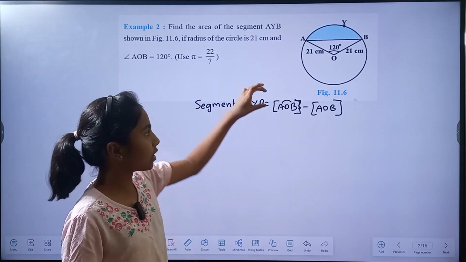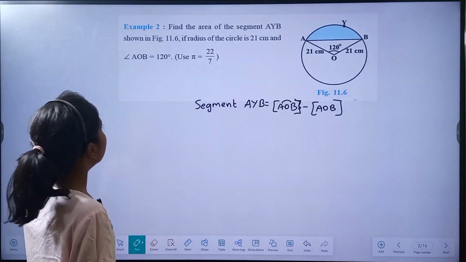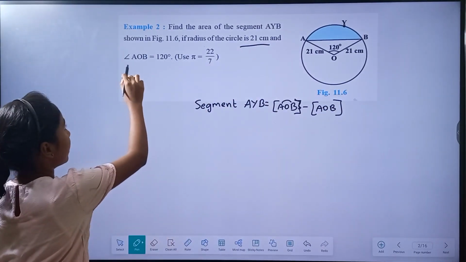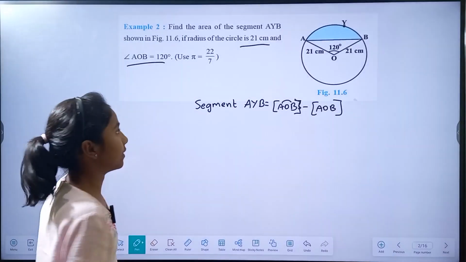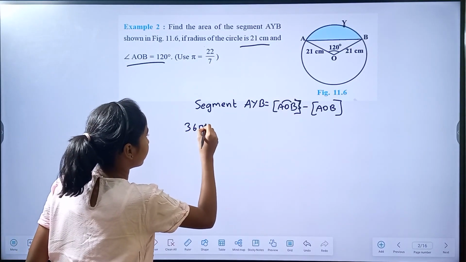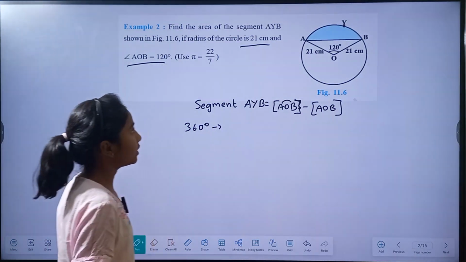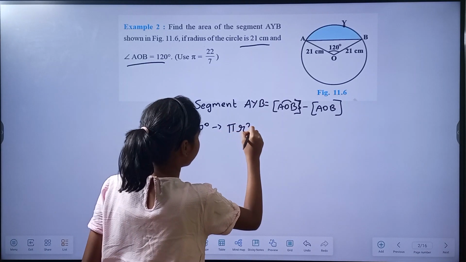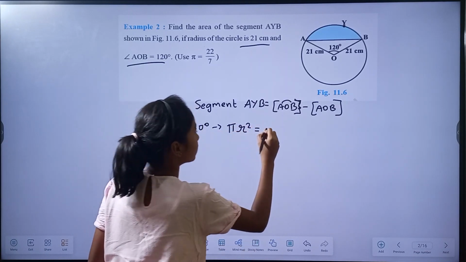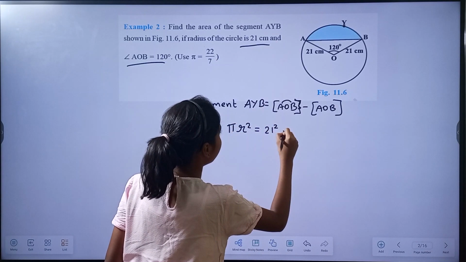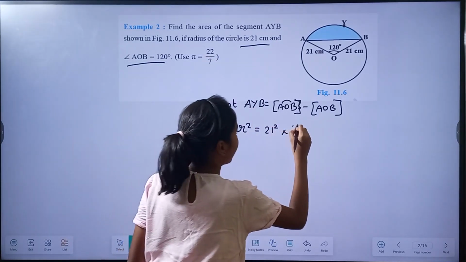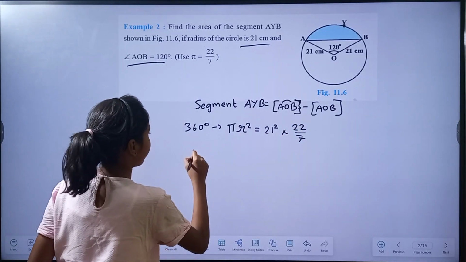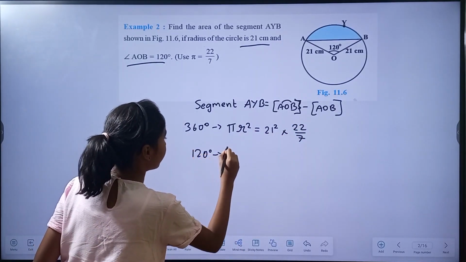Now let's find the area of this sector AOB. The radius of the circle is 21 centimeters and the corresponding angle AOB is 120 degrees, as given. For 360 degrees, the area is pi r squared, which is 21 squared into pi, with pi equal to 22 by 7, and for 120 degrees we want to find the area.